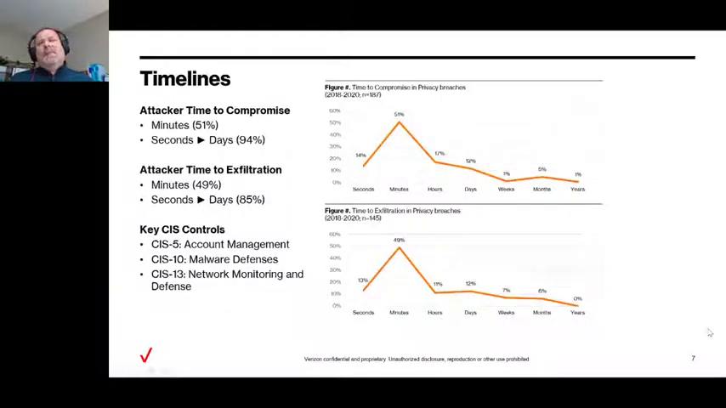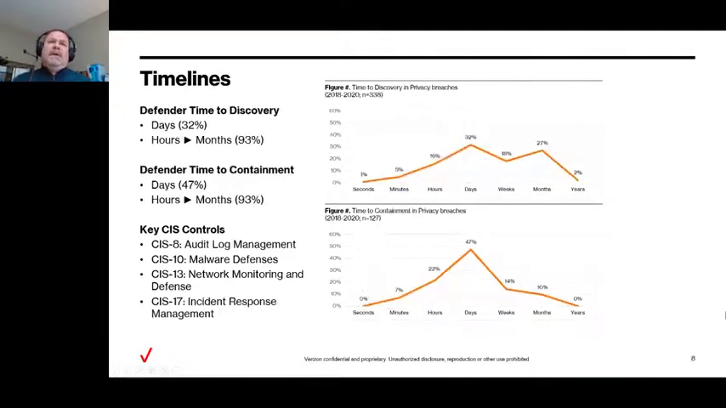So let's look at some timelines here. Time to compromise and time to exfiltration. This is from the attacker standpoint. If we look spanning from seconds to years for both of these timelines, we can see that for the threat actors, it's rather quick to compromise privacy data and exfiltrate privacy data from the victim organizations. Now, this is for a 3-year time frame. Minutes, generally speaking, for time to compromise, half the time, and minutes, generally speaking, for time to exfiltration at 49%, almost half the time. So rather quick there in terms of the timelines.